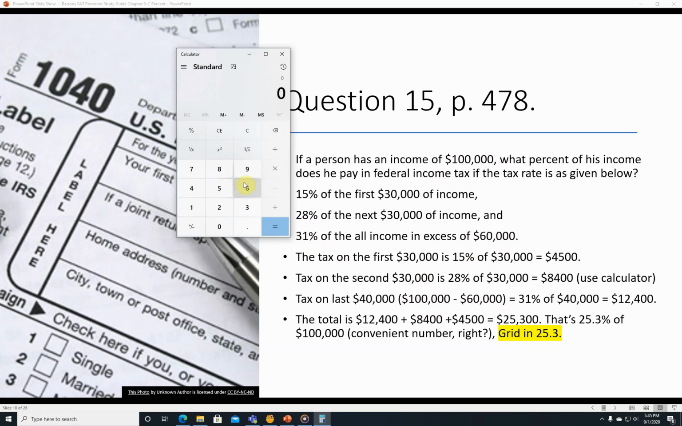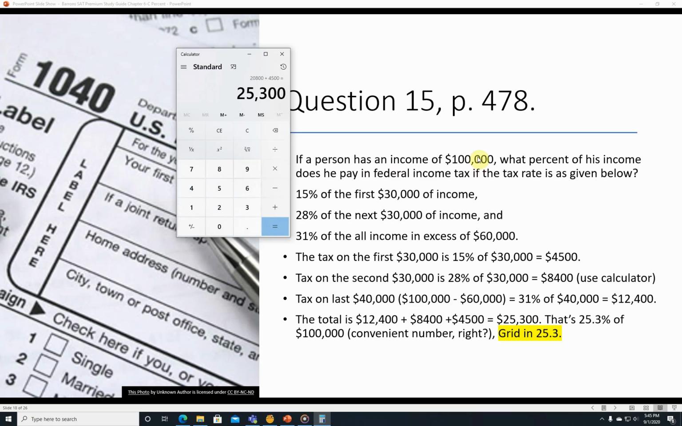Okay, I guess it doesn't like it when you do it that way. So we'll just go $40,000 times 31% is 12,400. So then we'll add the 8,400 from before, and then we're going to add this 4,500, and we get 25,300.